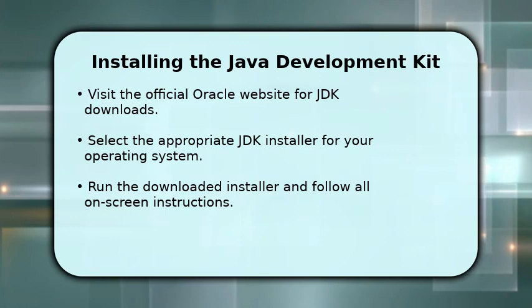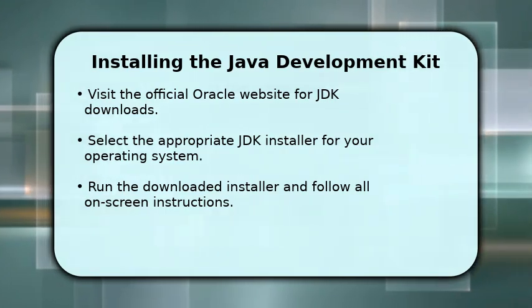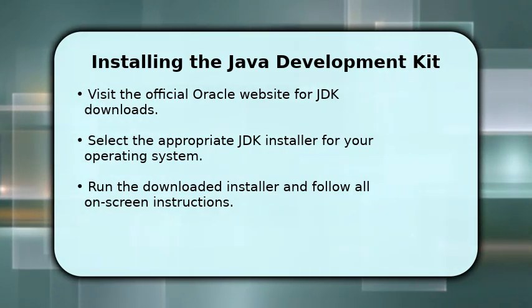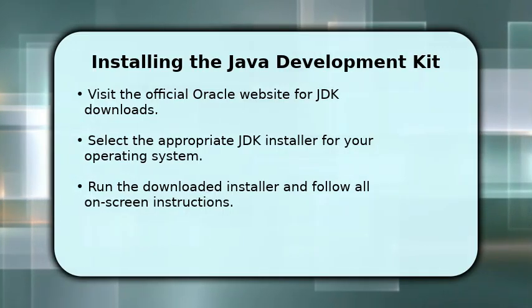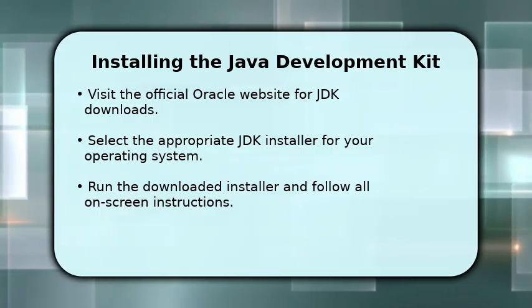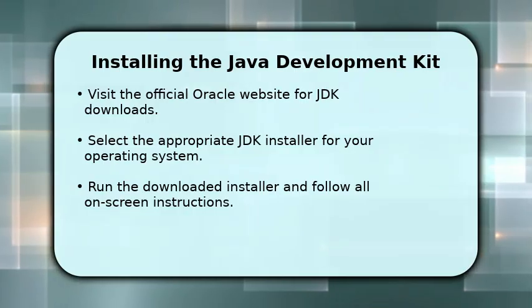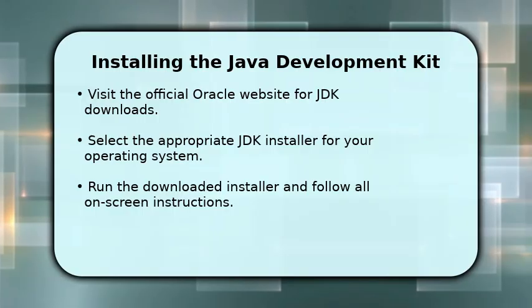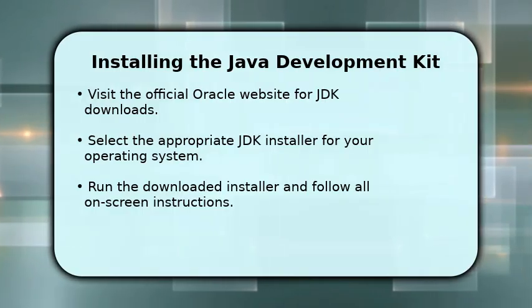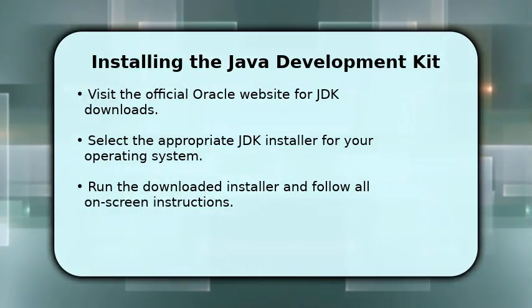The Java Development Kit is the foundation for Java programming. Head to Oracle's website and find the latest stable JDK version. Choose the installer that matches your operating system, whether it's Windows, Mac OS, or Linux. Once downloaded, launch the installer and proceed through the steps, accepting the license agreements. The default installation path is usually fine, but remember where it's installed.